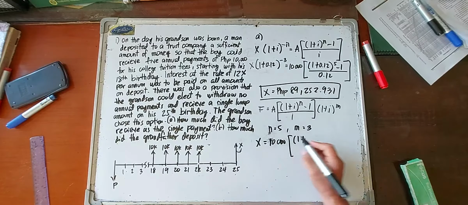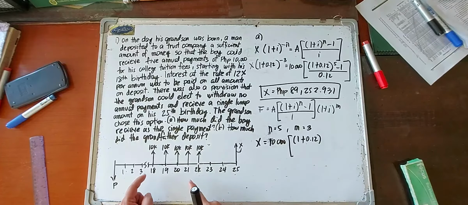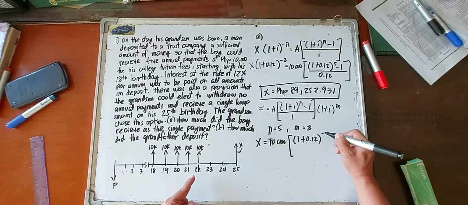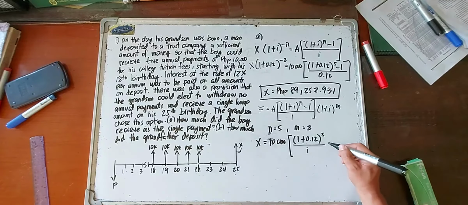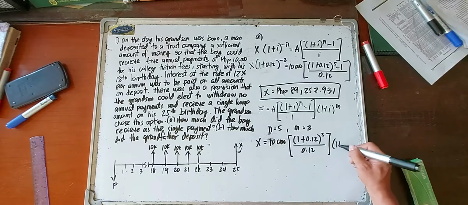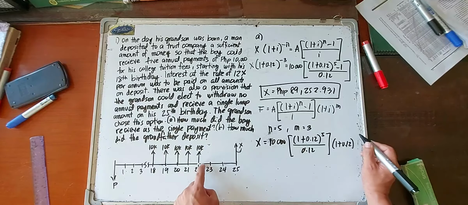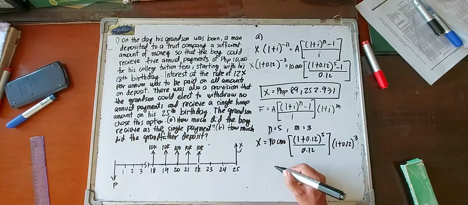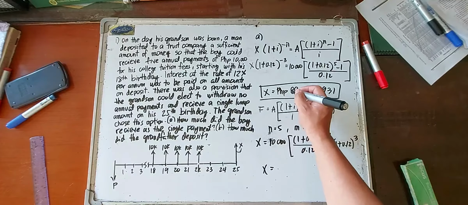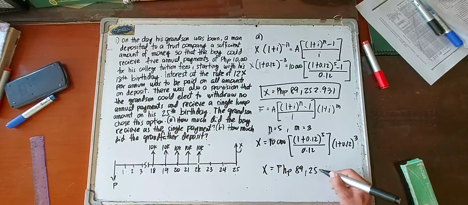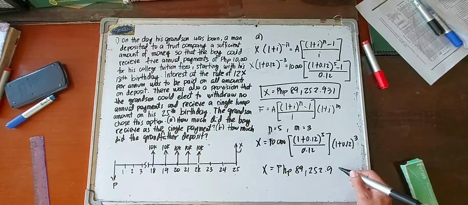1 plus our rate of interest is 12%. Again, n is 5 hanggang sa focal point natin na 22 over i is 0.12. And then 1 plus 0.12 raised to m. Again, m is from 22nd to 25th. So that is 3. So they should have the same answer. That is equal to 89,252 pesos o 253 pesos, pag ni-round up natin.